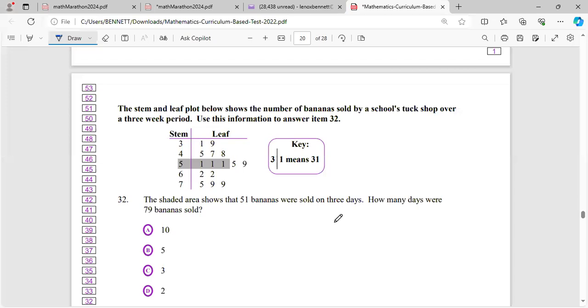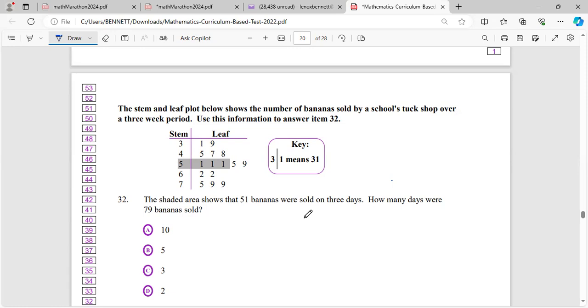The stem and leaf plot below shows the number of bananas sold by the school truck shop over a 3-week period. Use this information to answer item 32. Stem 3, leaf 1 9. Stem 4, leaf 5 7 8. Stem 5, leaf 1 1 1 5 9. Stem 6, leaf 2 2. Stem 7, leaf 5 9 9. The shaded area shows that 51 bananas were sold on 3 days. How many days were 79 bananas sold?